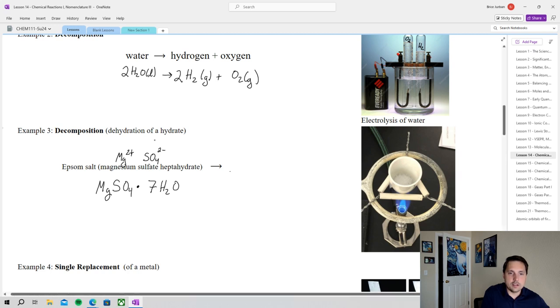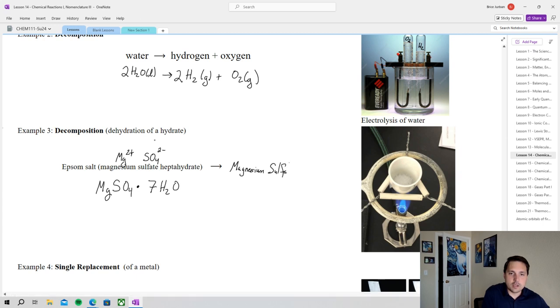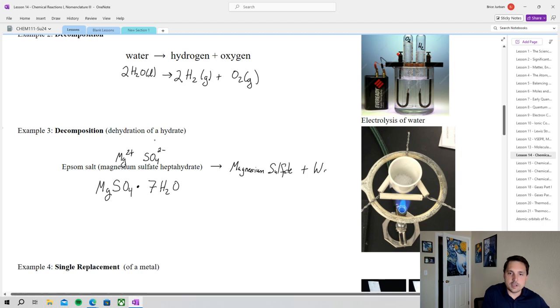When we dehydrate the compound, we're going to end up getting magnesium sulfate, which is the anhydrous salt. And then we'll get water. So here's a different example of a decomposition reaction. All right, so here we're going to break this down. We'll get MgSO4, and this is a solid. MgSO4 is also a solid.